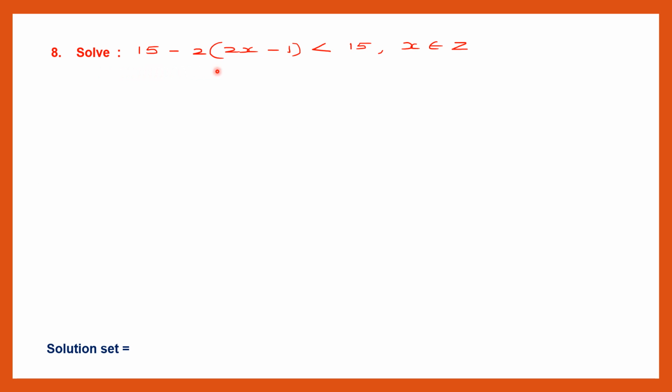Question 8, we need to solve this, okay? And remember x belongs to integers. And what are integers? Integers are numbers that are negative, we have 0, we also have positive numbers and so on. Both sides it goes on. So here now let's solve this part. So here we have 15 minus 2 into 2x minus 1, this is less than 15.